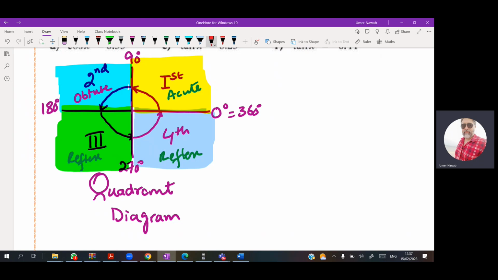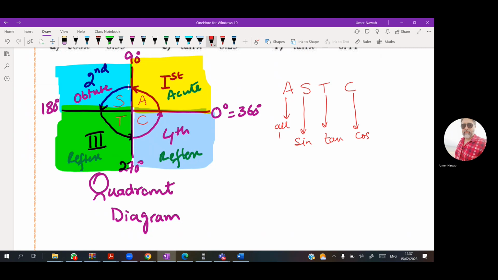Another thing which is interesting in the quadrant diagram, I'm going to write A in the first quadrant. In the second quadrant, I write S. And in the third quadrant, I write T. And in the fourth quadrant, I write C. So A, S, T, C. A stands for all. S stands for sine. T stands for tan. And C stands for cosine. So all positive. S means sine positive, T means tan positive, C means cosine positive.